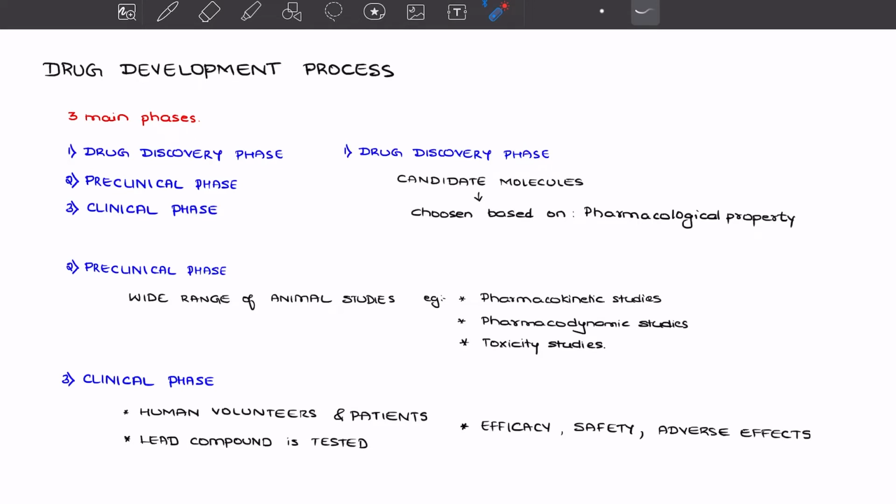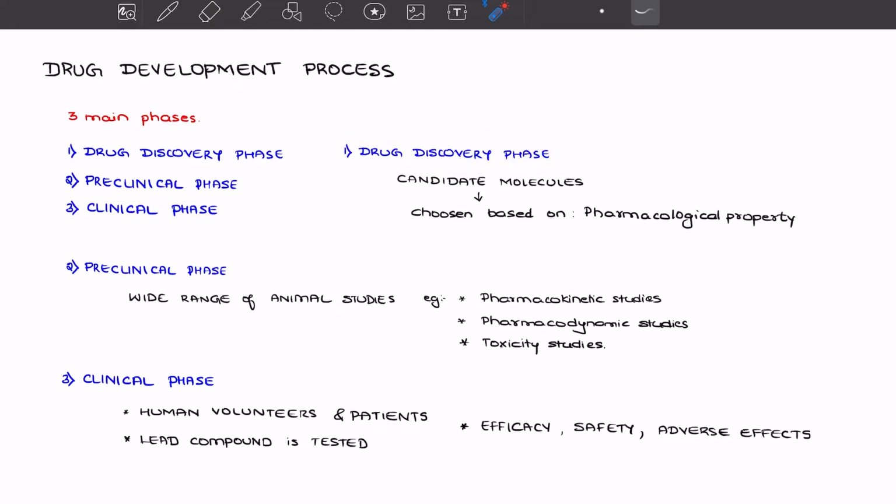In today's session, let us learn about the drug development process. The drug development process involves three main phases. Let us see what those three main phases are. First, we have a drug discovery phase. Second, we have a preclinical phase. And third, we have a clinical phase. So, what do you understand by the drug discovery phase?